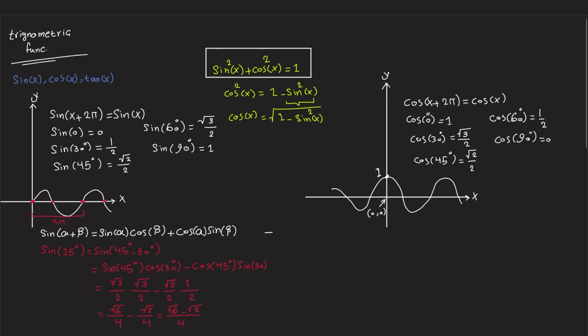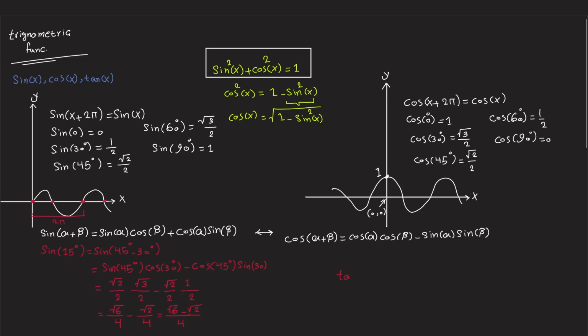We also have an identity similar to this identity for sine, but this time for cosine: the cosine of alpha plus beta equals the cosine of alpha multiplied by the cosine of beta, minus the sine of alpha multiplied by the sine of beta. This will also enable us to find the value of cosine at different angles that we haven't memorized, using the angles that we have memorized, like the angles 0 degrees, 30 degrees, 45, 60, and 90 degrees.